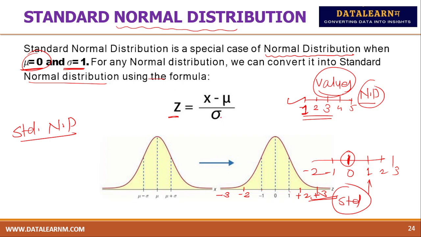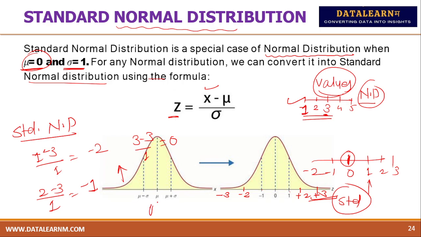z is equal to x minus mu divided by sigma. So x is a value of the variable. What is the mean for this? 3. Yes, 3. So what will be the value? 1 minus 3 divided by the standard deviation. Whatever standard deviation is there, suppose 1 is there. So it will be minus 2. Again, 2 minus 3 divided by 1. It will be minus 1. Then 3 minus 3 divided by 1 is equal to 0. So it is converted into the standard normal distribution.